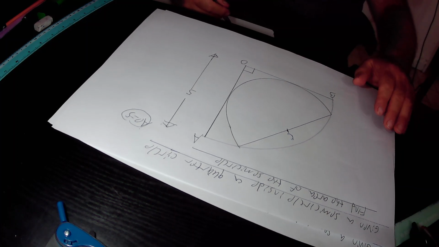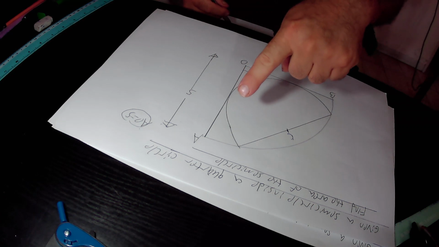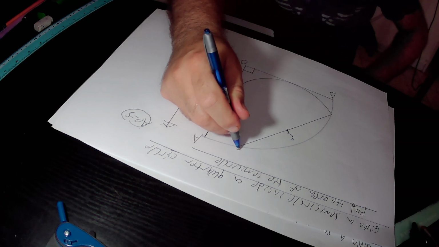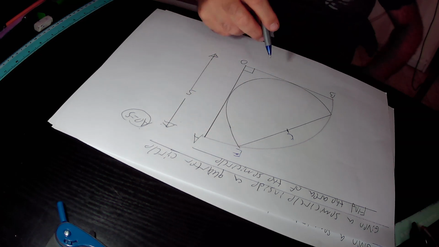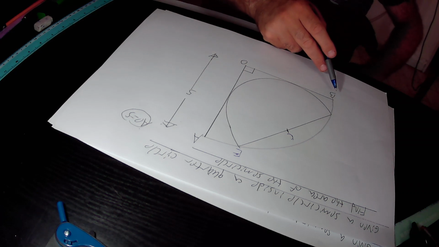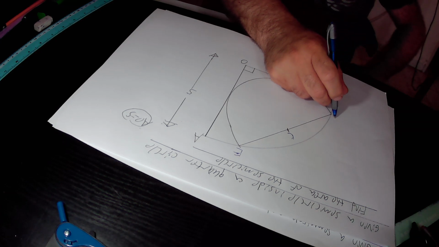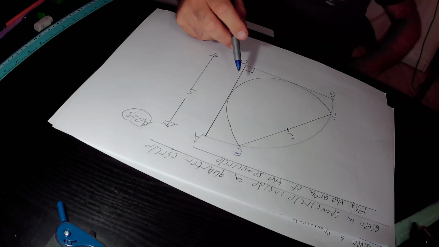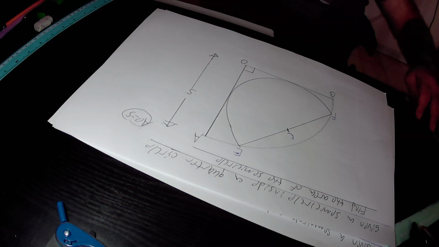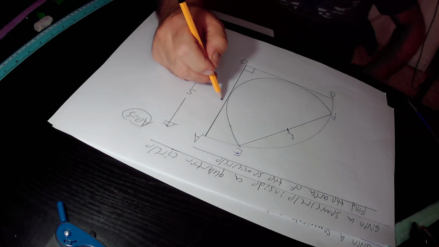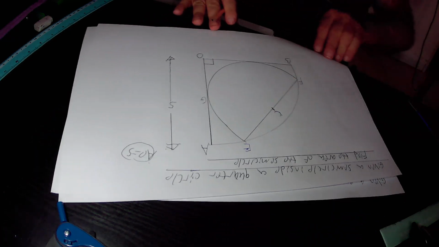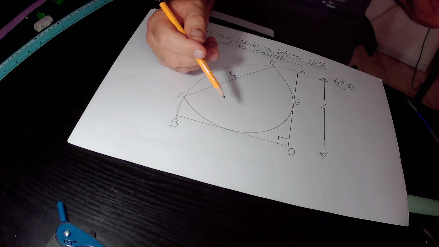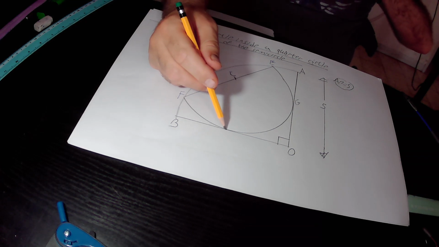We will define the touching point of the quarter circle with the semicircle, this point, as point E. We will define the second touching point of the semicircle with this quarter circle, this point, as point F. Likewise, we will define the point of tangency of tangent AO with this semicircle, this point, as point G. And finally, we will define the point of tangency of tangent OB with this semicircle, this point, as point H.